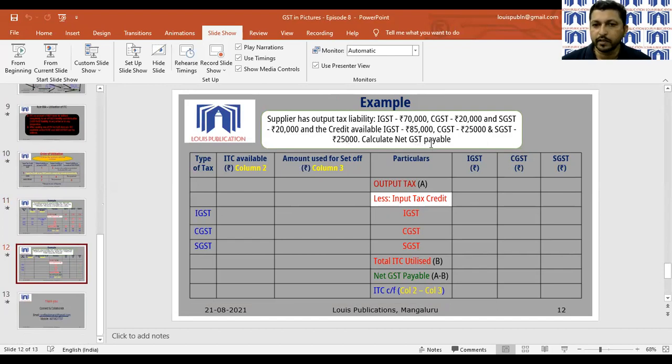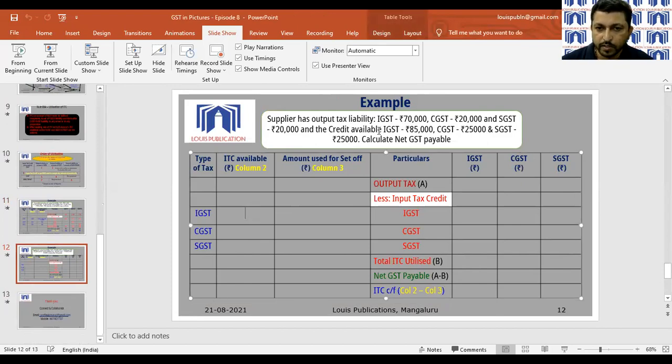So we'll calculate the net GST payable. First we will enter these numbers. As we see, credit available as far as IGST is concerned is 85,000. Then CGST credit that is available is 25,000. SGST credit available is 25,000. So this is done. These are the credits that are available over here.